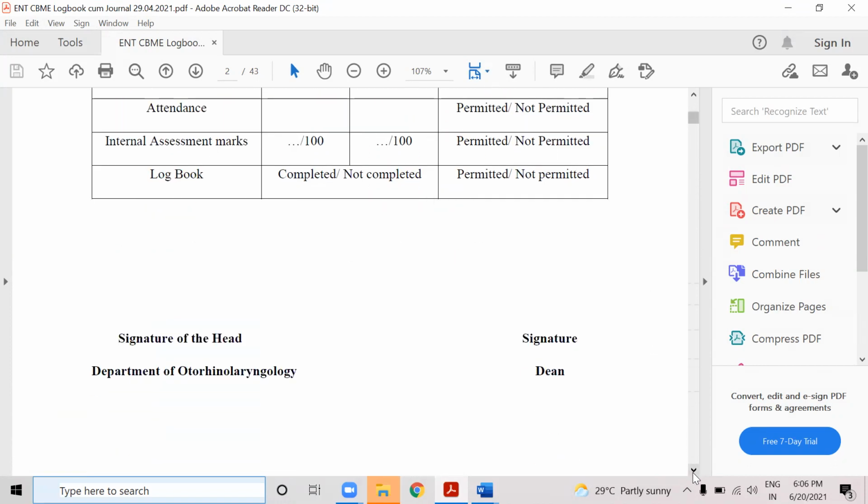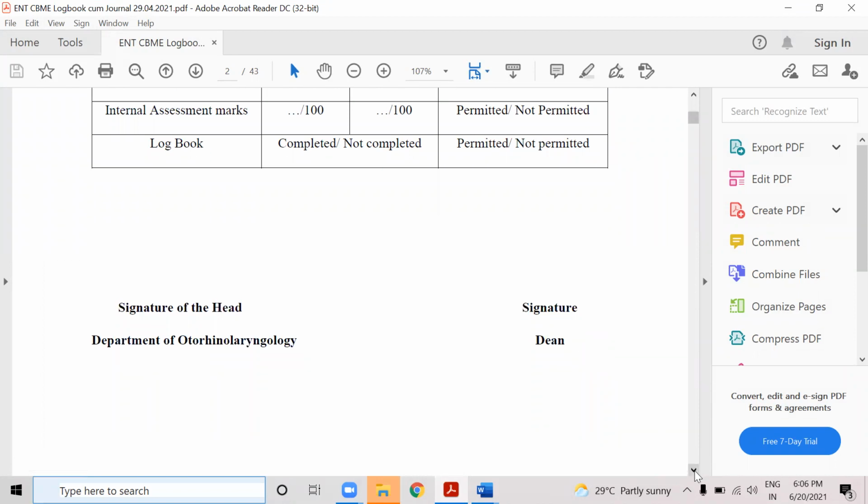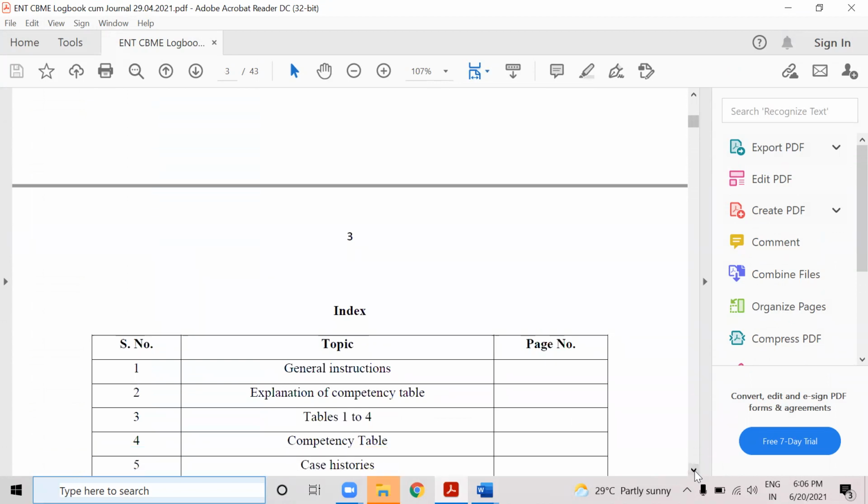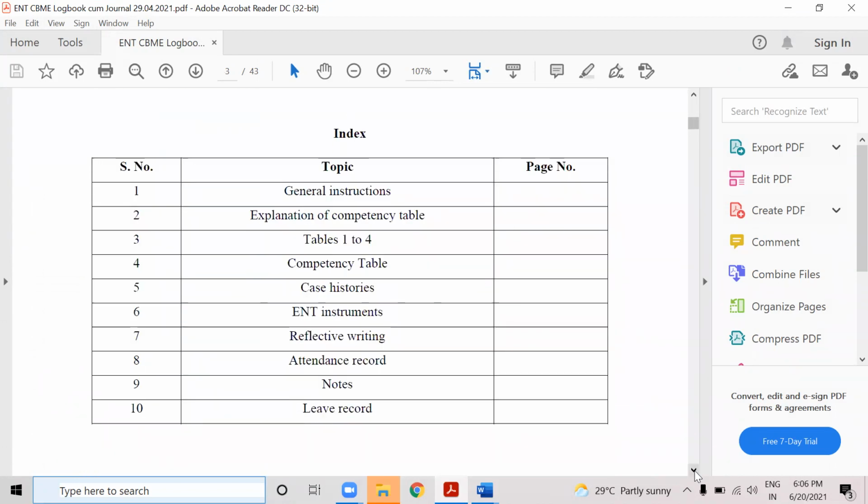And this certificate needs to be certified by the head of the department and also by the dean of the respective college. Then this is the index part. Now I have divided the logbook under these headings. So first there will be general instructions to the student, then explanation of the competency table. Now to prepare this logbook, I have taken the help of the GMER 2019, then UG curriculum volume 3, in which the ENT curriculum is there, and the latest logbook guidelines module, which was released by the National Medical Commission, NMC. So taking the help of these three documents, I have tried to prepare this logbook.